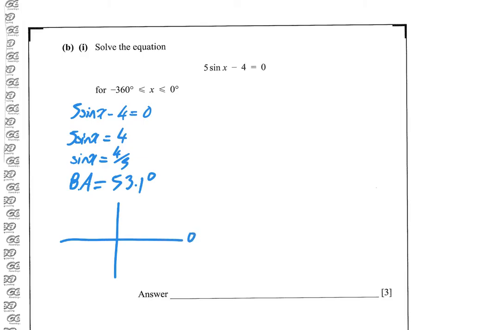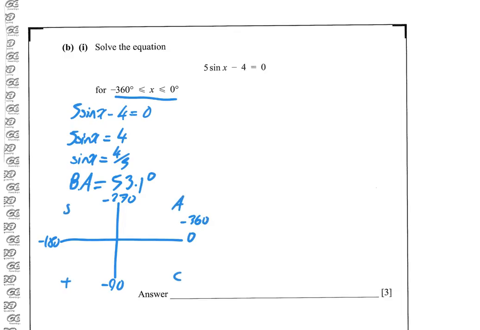And again, it's a weird one here because they're going between minus 360 and 0, so you're going back the way. So going back the way, that's going to be minus 90, minus 180, minus 270, and that's going to be minus 360. And it's a CAST diagram, C, A, S, and T.